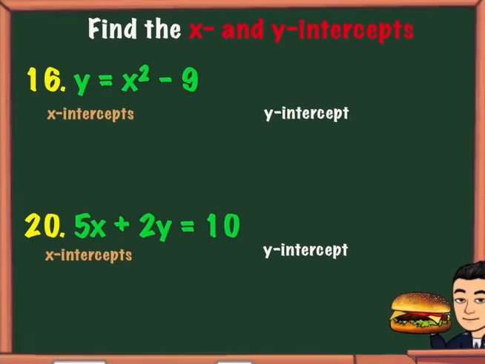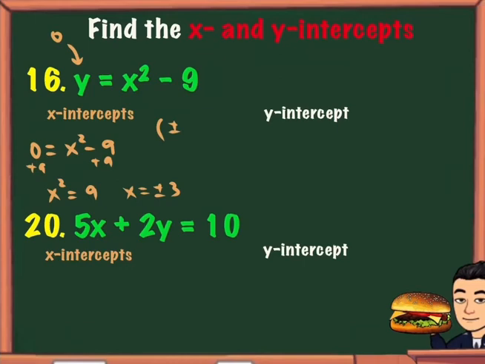For number 16, if you want to find the x-intercept, you want to insert 0 into y. So y equals 0. When we solve it, we have 0 equals x squared minus 9. So now let's go ahead and solve for x. You want to add 9 on both sides. So you have x squared equals positive 9, and x is going to equal positive or negative 3. So your x-intercepts are going to be plus or minus 3 comma 0.